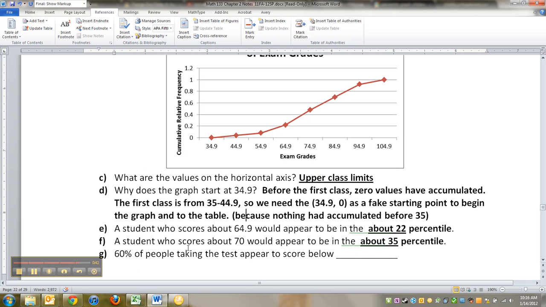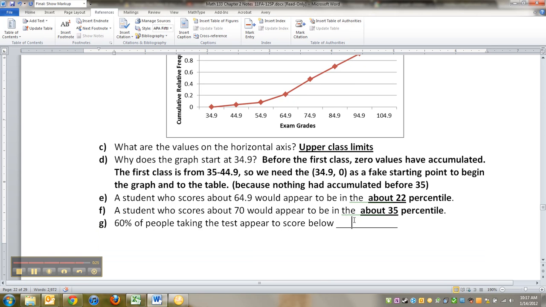All right, now 60% of people taking the test appear to score below. Okay, so 60% is right here, 0.6. So I go across at 60, and it looks like it hits at about 80, right? Because 80, maybe just a little bit past 80. It's maybe like 81. Again, you're just rounding it. You know, you don't know exactly.